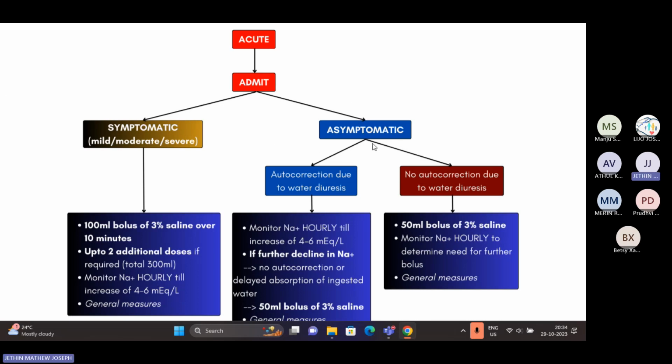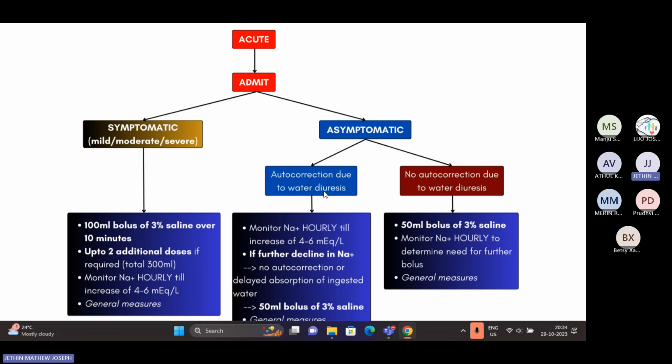Asymptomatic patients, so there are two scenarios. One is where autocorrection can be happening due to water diuresis. So in this case, you have to monitor sodium hourly. Water diuresis, as an example, is again increased water ingestion.